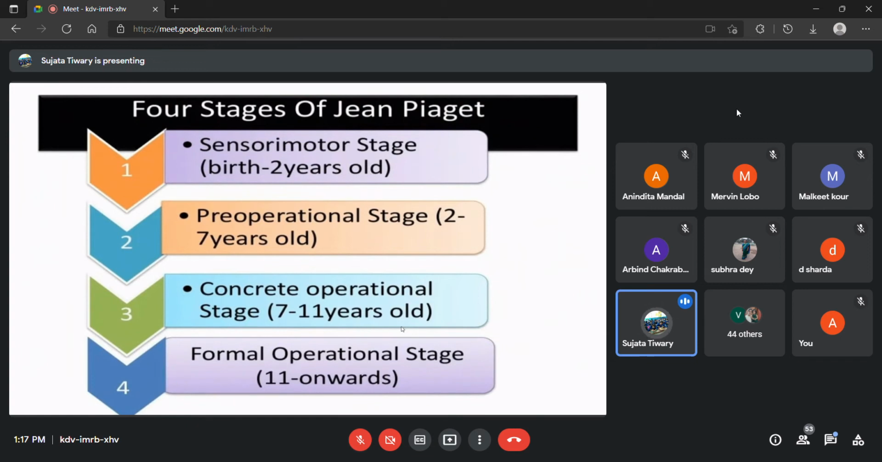The four stages of Jean Piaget are: sensory motor, from birth to 2 years old, that is from infant, 0 years to 2 years old. Second is the pre-operational stage, from 2 years to 7 years old. Then the concrete operational stage, 7 to 11 years old, and the formal operational stage is 11 onwards, 11 and up.